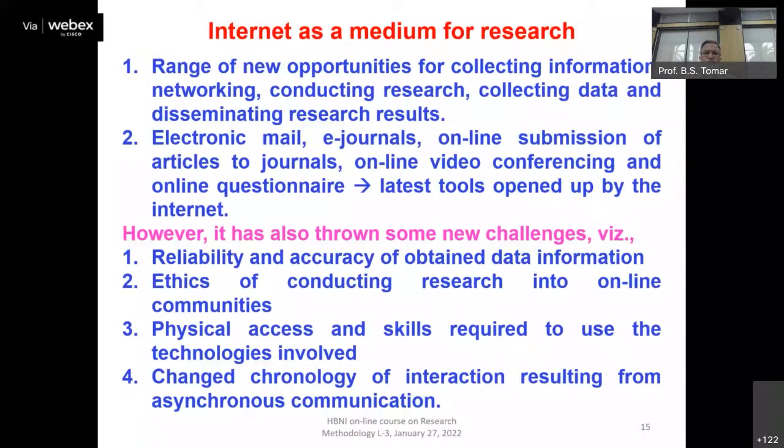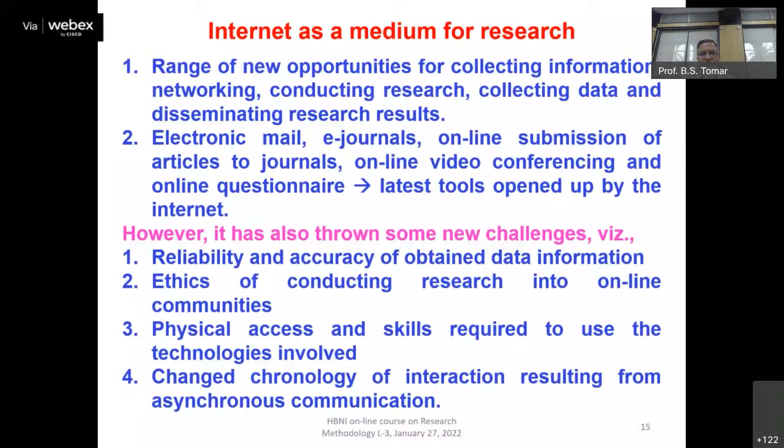But it has thrown up many new challenges, and we should be careful. We should take note of these challenges, like reliability and accuracy of obtained data. So, for example, this Wikipedia, no? When you type something in Google and it takes you to Wikipedia. Wikipedia is developed by people like us, and many times you will find the information may not be authentic. So you cannot rely on the data from many of these sources.